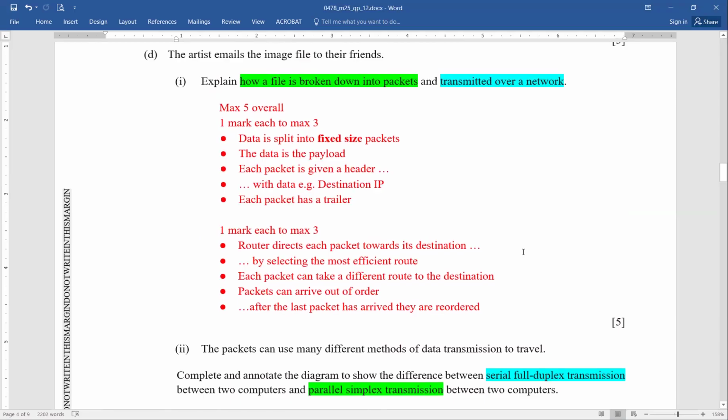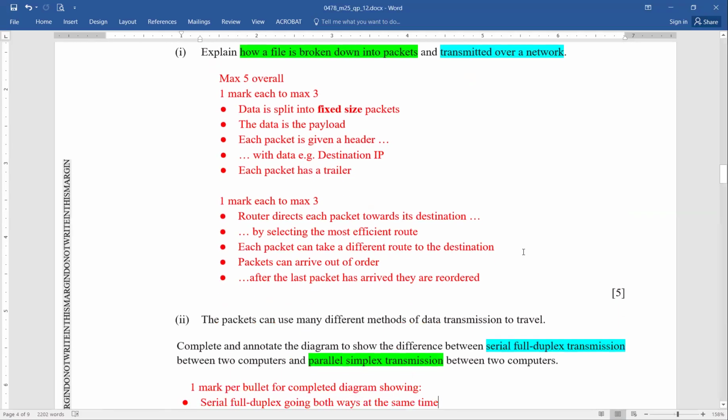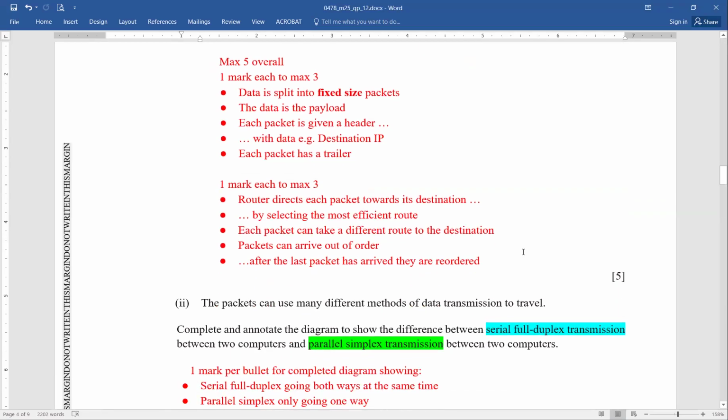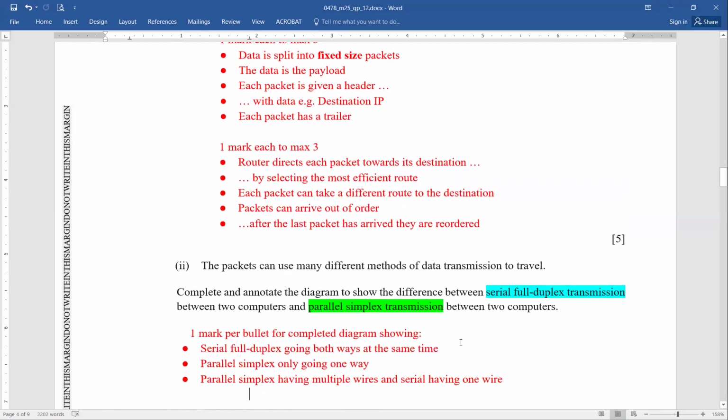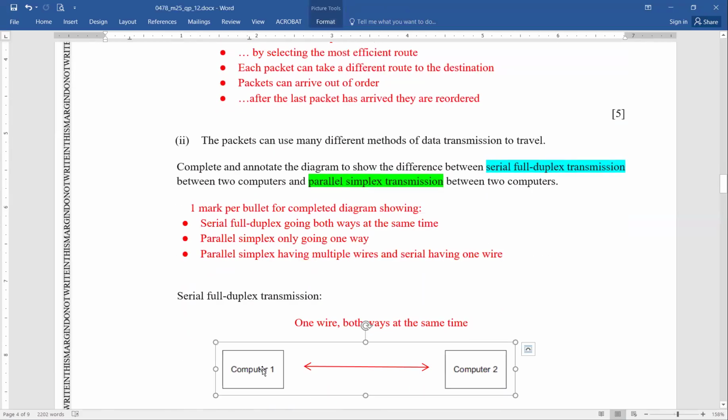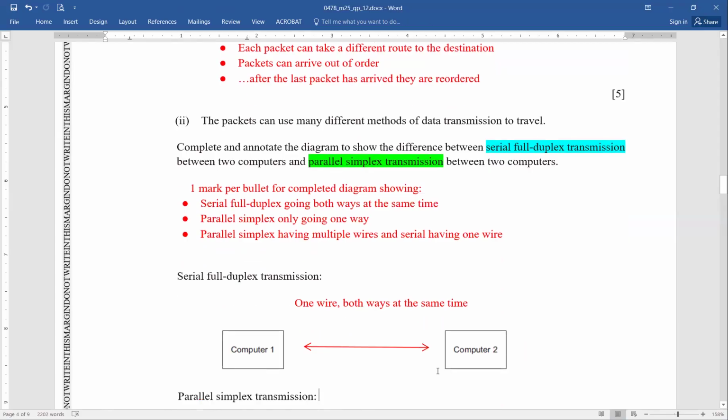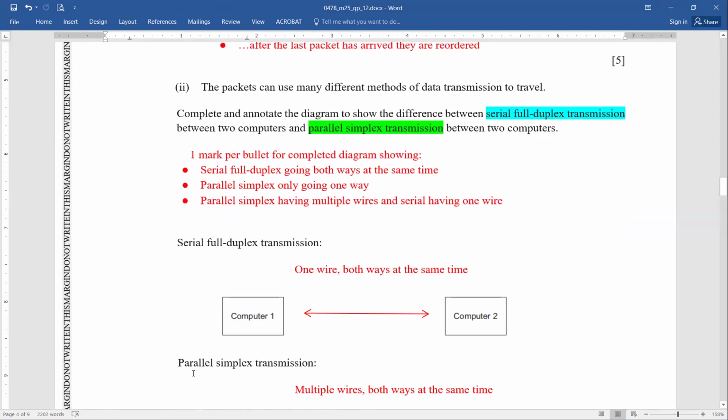Okay, part 2. Any questions? Okay, part 2. The packets can use many different methods of data transmission to travel. Complete and annotate the diagram to show the difference between serial full duplex transmission between 2 computers and parallel simplex transmission between 2 computers. So now here in the paper, the 2 computers were drawn and they have written serial full duplex transmission and parallel simplex transmission.